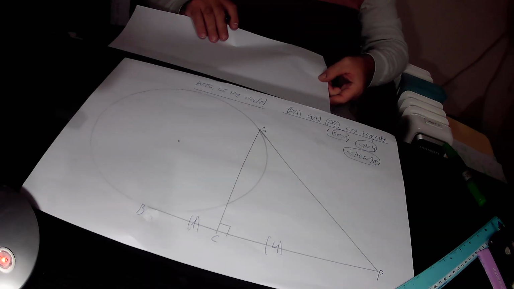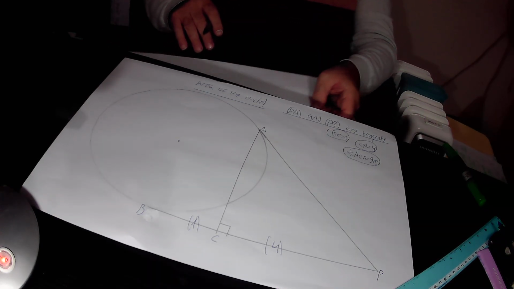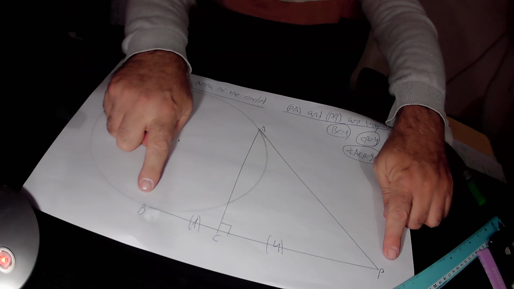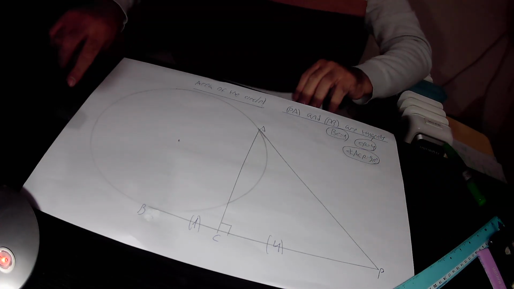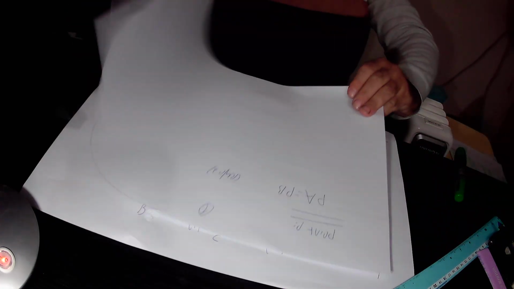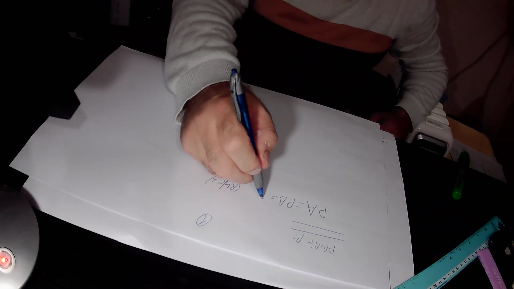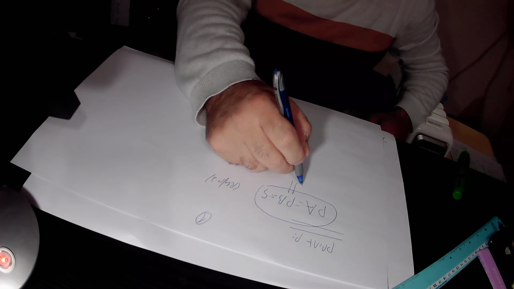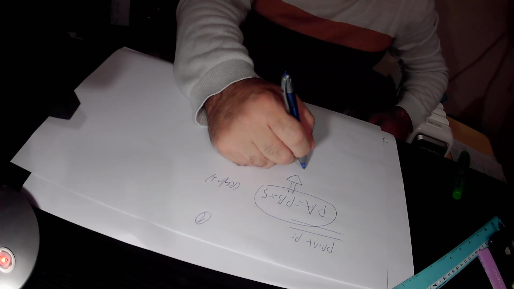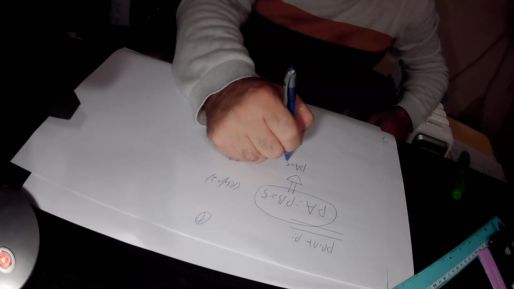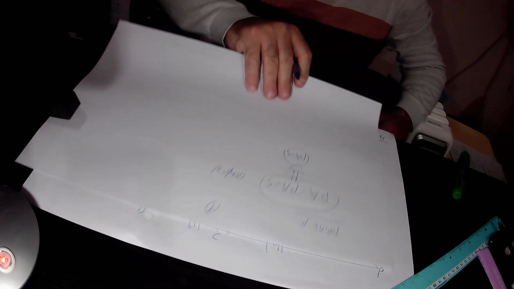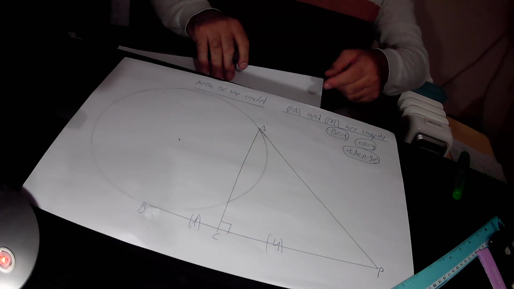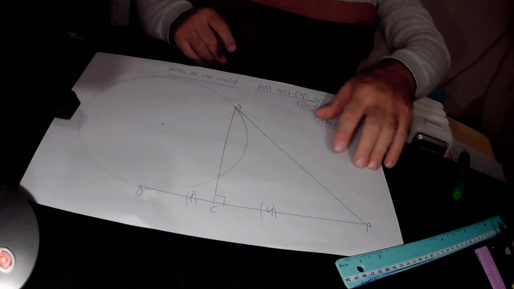But it is given in the question that the length of tangent PB in total equals 1 plus 4, that is 5. So we can write here that the length of tangent PB is 5. And from this equation PA equals PB equals 5, we derive that tangent PA must also be equal to 5 units in its length. This is the tangent PA that equals 5 units in its length.